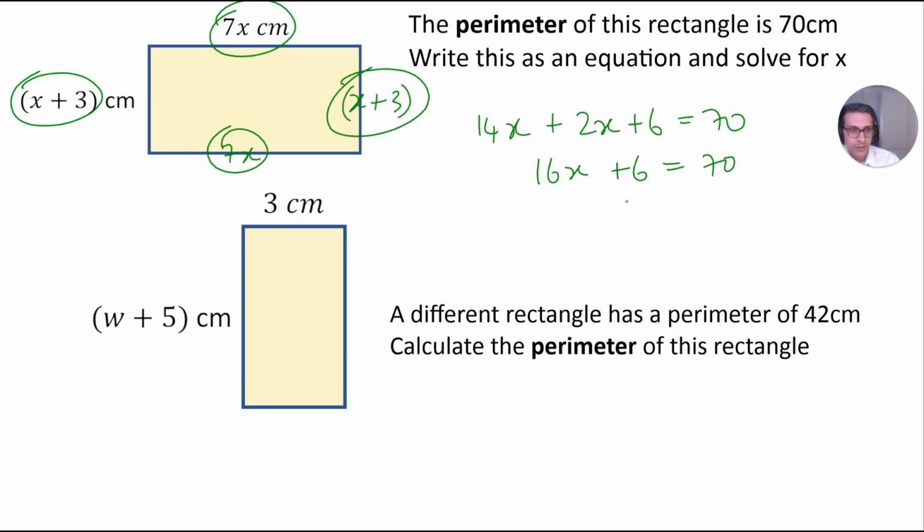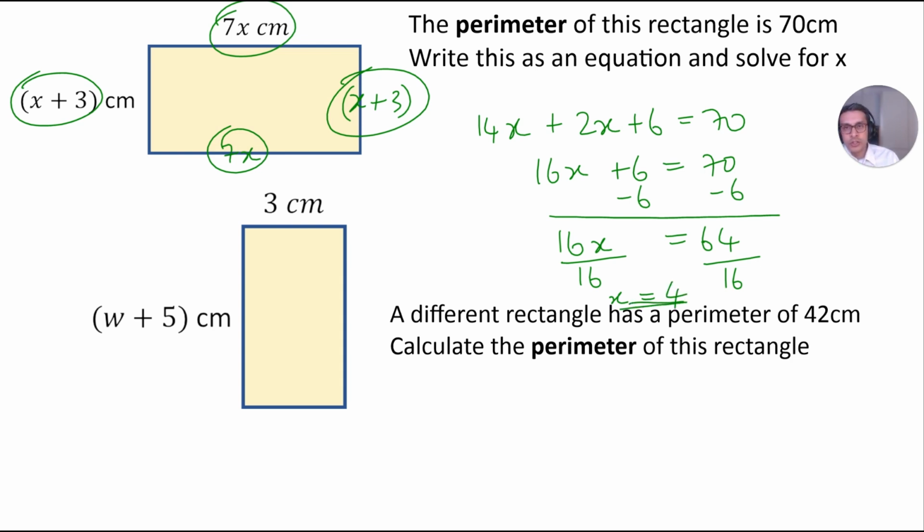Now we're going to solve this. Take away 6, take away 6. 16x is equal to 64, and we're going to divide by 16. So x equals, so that's going to be giving you 4. Okay, next question.